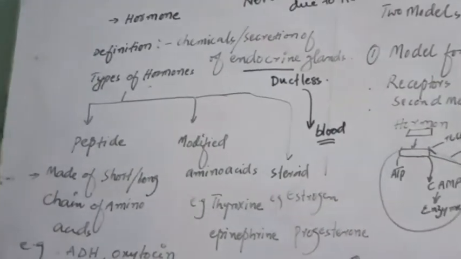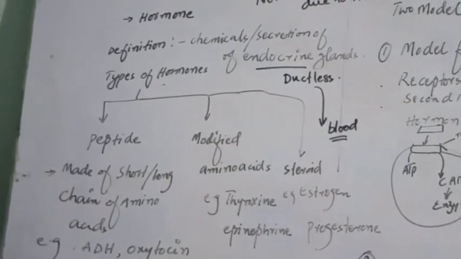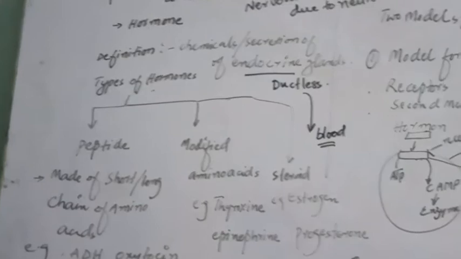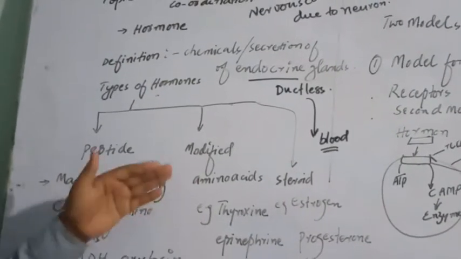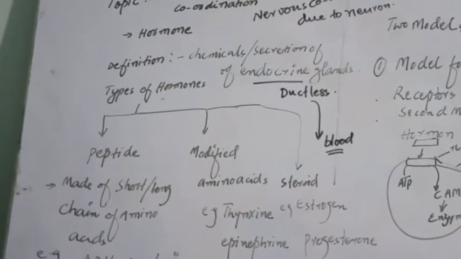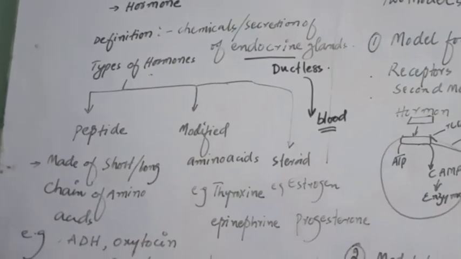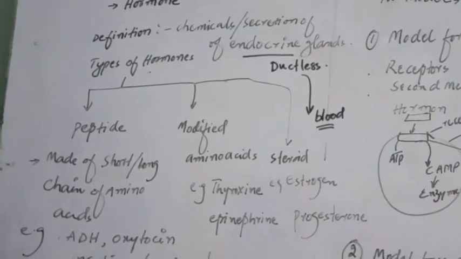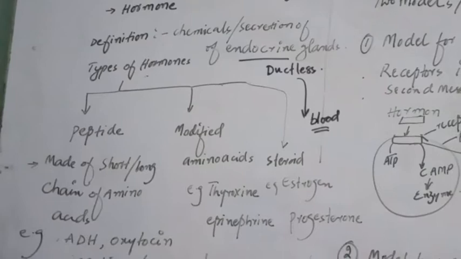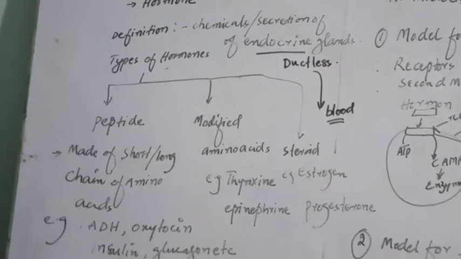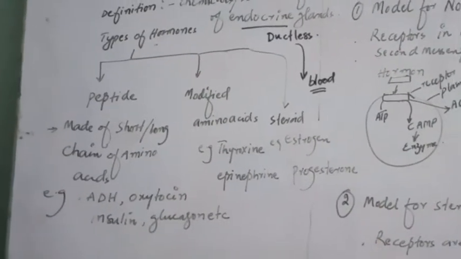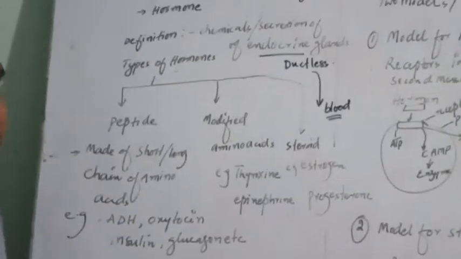And there are two types of glands: exocrine glands and endocrine glands. In endocrine glands, the secretion goes to the blood, and from the blood it goes to the target cell. Hormones always perform their function, their job, in a targeted way.